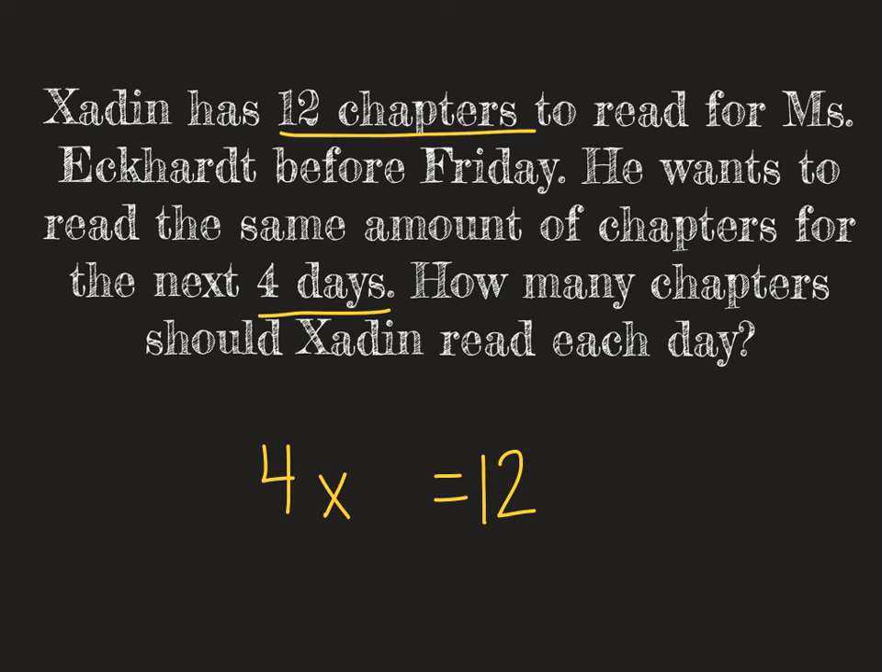Another way to think about this is 4 days, and he's reading the same each day. There's our clue word. Each, per, all of those mean multiplication, and we're doing 4 times the amount of days, 4x. Now to solve this, we do the opposite of multiplication, which is division, divide by 4, and you see that Zayden should read at least 3 chapters a day.